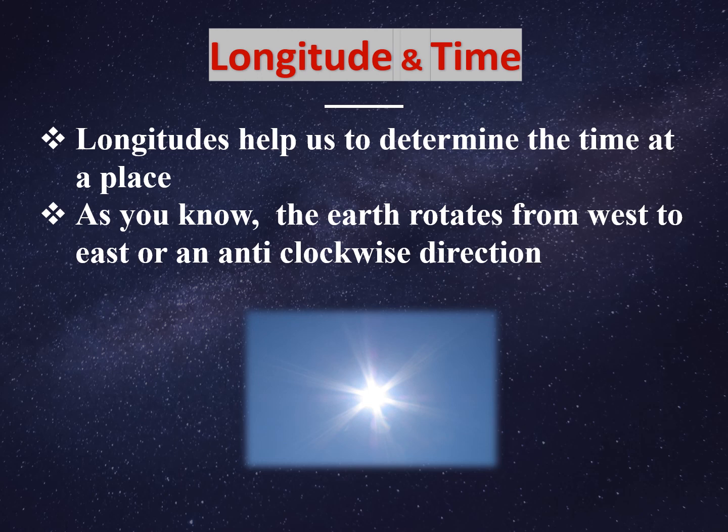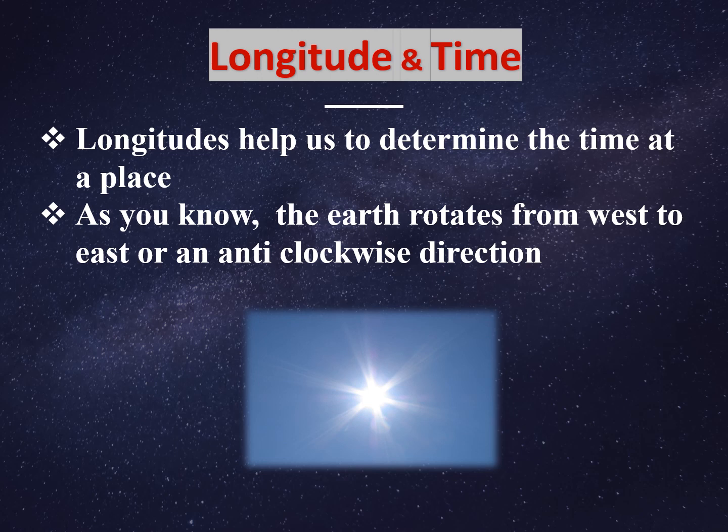I want to ask you one question. How many longitudes are drawn on the globe? Yes, there are 360 longitudes drawn on the globe. And we learned that the earth rotates on its axis from west to east. When the earth rotates, each and every longitude comes opposite to the sun.